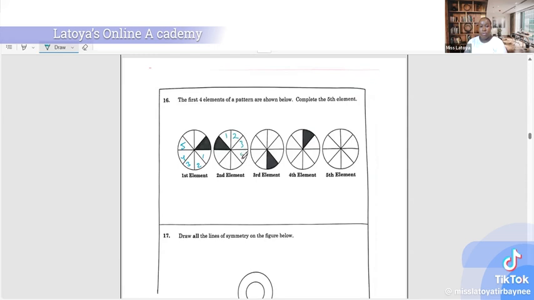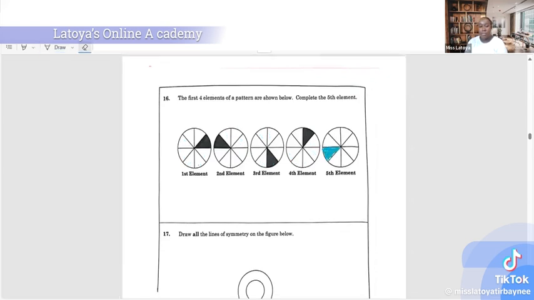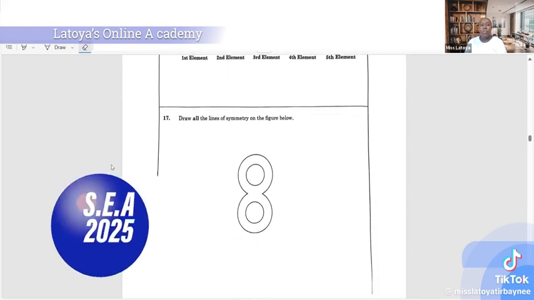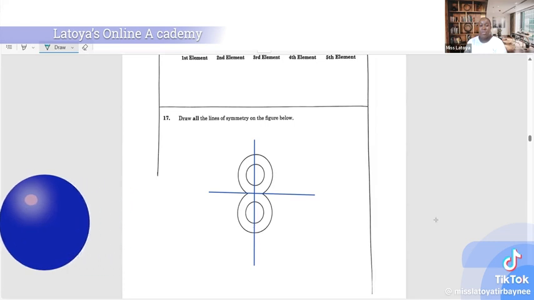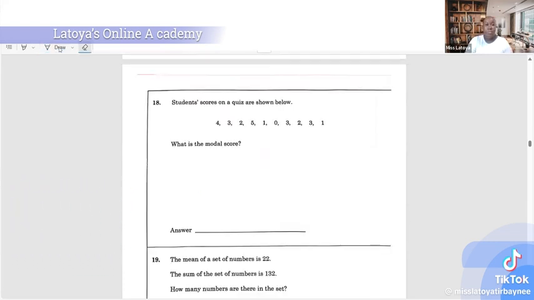1, 2, 3, 4, 5. You see, it's here. Where would it be again? 1, 2, 3, 4, 5. It is there. So here is going to be 1, 2, 3, 4, 5. So this pattern, the fifth element, is going to be here. Answer for 16. Question 17. Draw all the lines of symmetry on the figure below. So this figure has 2 lines of symmetry.